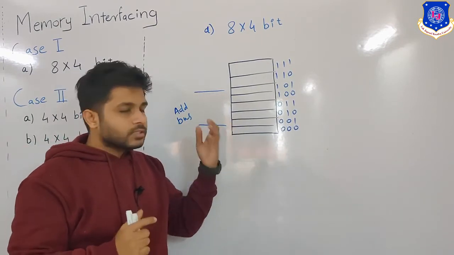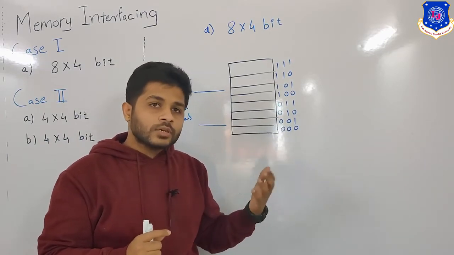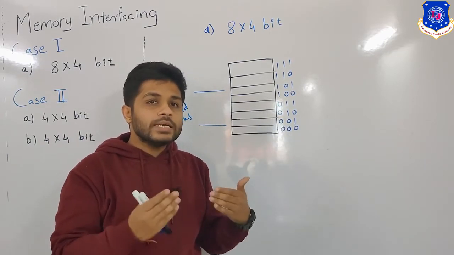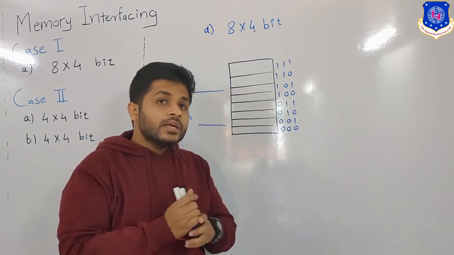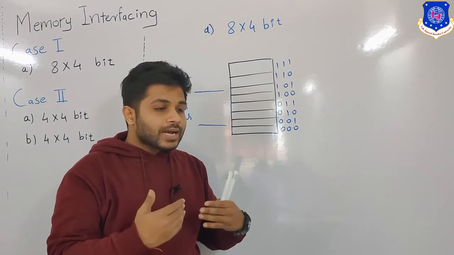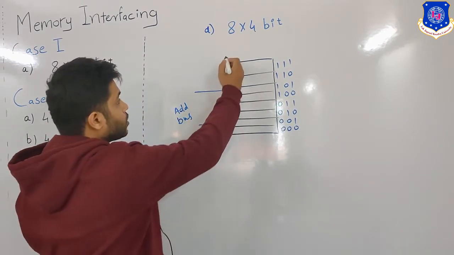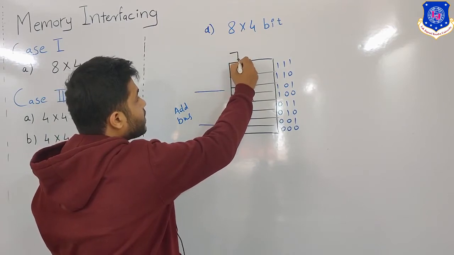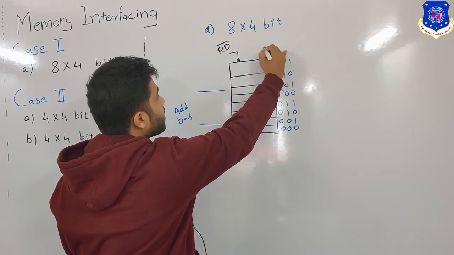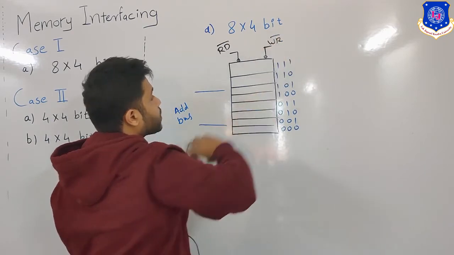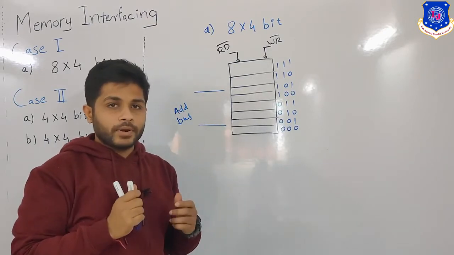Now suppose we have accessed the first location. After accessing the location, the processor can either read or write those locations, right? So to read and write, the control signals which are coming out of the microprocessor will be connected here to the memory. The memory has different control signals such as read bar and write bar. The processor has two control signals, read bar and write bar.